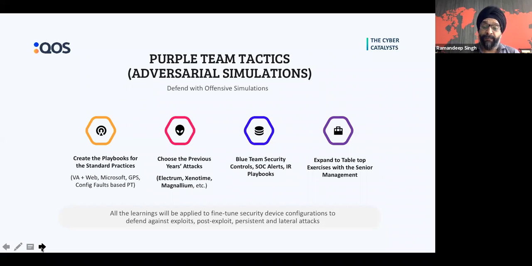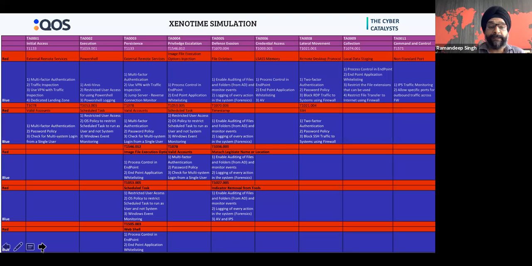So those reports help us understand the attacker's mindset, and then you plan your blue team, your security controls, your alerts in the SOC, the incident response playbooks, how you would like to do it. And finally, you plan your tabletop exercise. So this is one example.